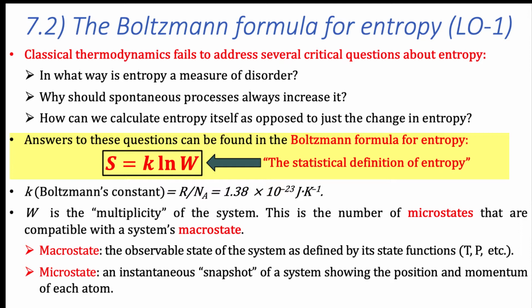This formula tells us that entropy is proportional to the log of W, the multiplicity of the system. By the multiplicity, we mean the number of microstates that is compatible with a system's macrostate. The macrostate is the state of the system as given by all its thermodynamic properties, while a microstate is a state in which the condition of each molecule or atom in the system is defined. In general, macrostates are observable, but microstates are not.